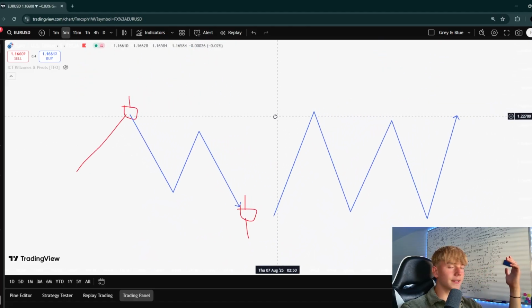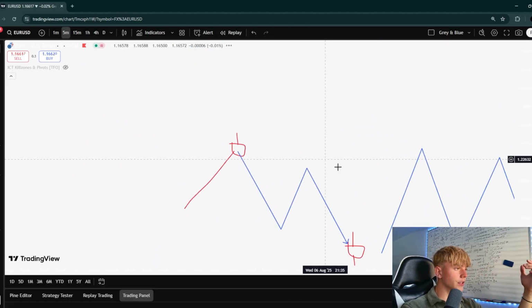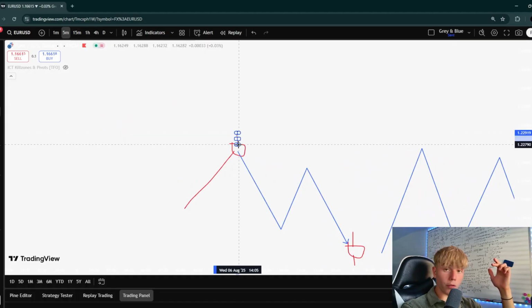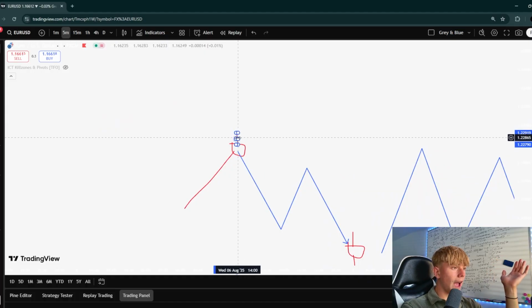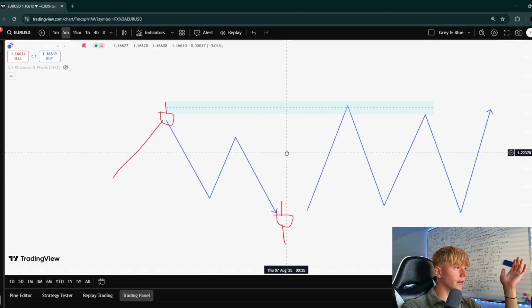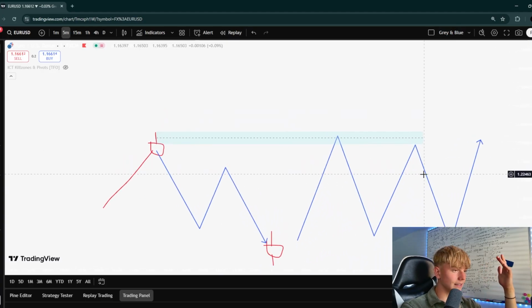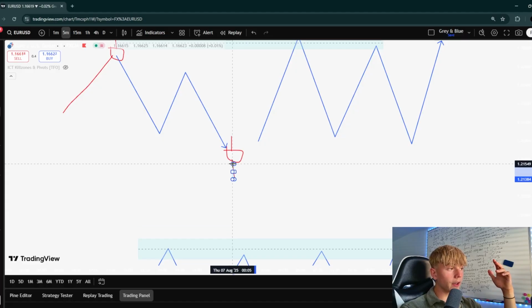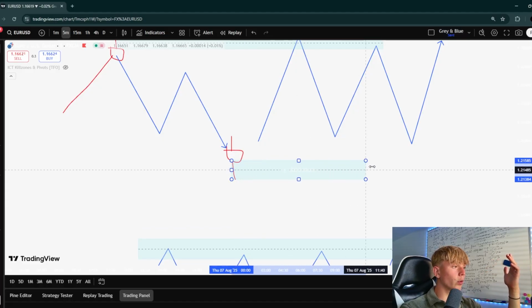How I'd mark these key levels out is on resistance, I'd go from the top of the wick to the top of the body. I'd let go and then I'd just drag out the rectangle to the right. That is how I mark resistance levels. Similarly for support levels, I'd grab my rectangle, click on the bottom of the wick, drag up to the bottom of the body, and drag it out.